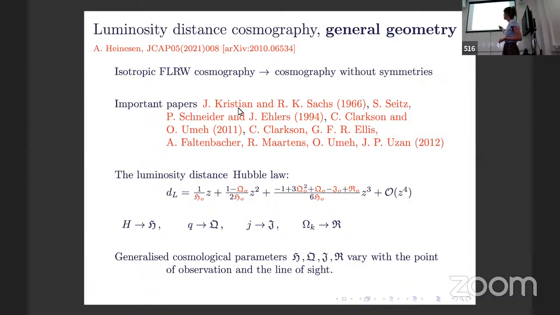And the idea now is to take the isotropic FLRW cosmography for luminosity distance that we know well, and to generalize this into an arbitrary geometrical setting by making an appropriate mapping of the FLRW Hubble, deceleration, jerk, and curvature parameters into generalized cosmological parameters that will now vary with the point of observation, but also vary over the individual observer's sky on account of the breaking of homogeneity and isotropy in the underlying space-time description.